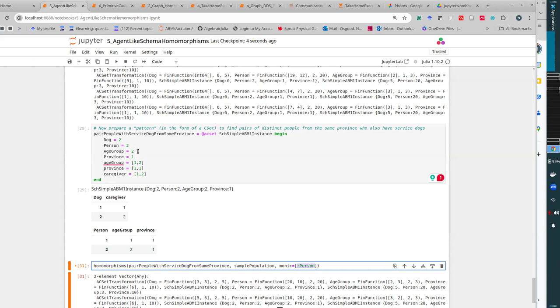The age groups needn't be the same. We needn't be different. I'm not going to insist that they're different. It's okay if they map to the same thing. The dogs, I don't think it's possible for the dogs because the dogs have people. So it's not possible that the dogs are going to be the same. But the age groups could be the same. So we're going to find this.